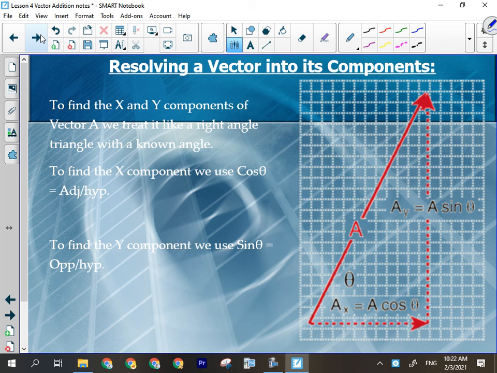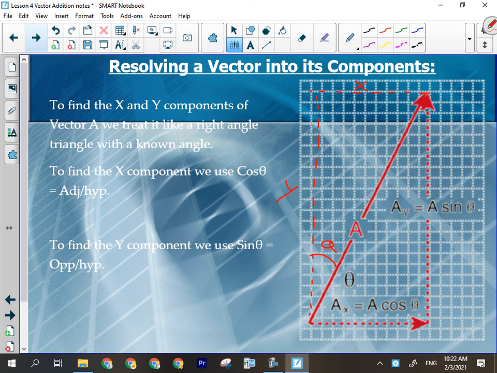If the triangle was drawn the other way, like that, and over, and I was given this angle, if I was finding y it would be the adjacent side, so I'd use cos, and x would be the opposite side, so I would use sine. It doesn't really matter as long as you don't memorize that x is always cos and y is always sine. It depends on how the triangle is drawn.